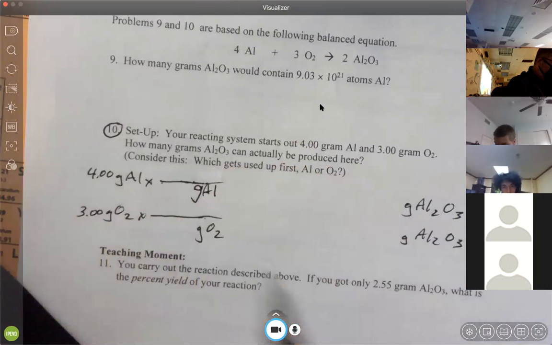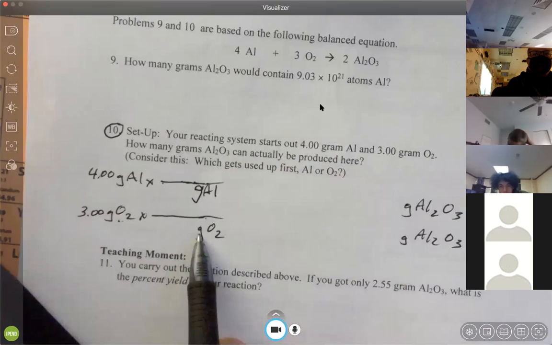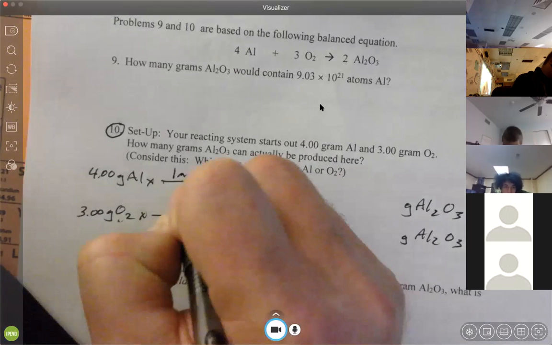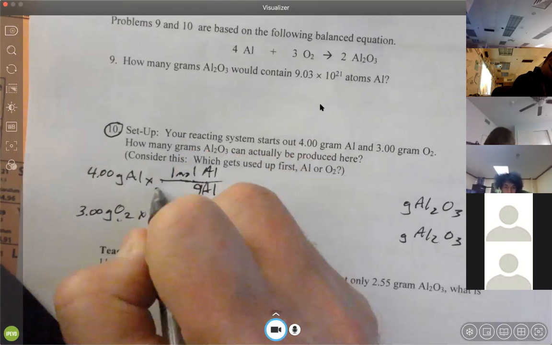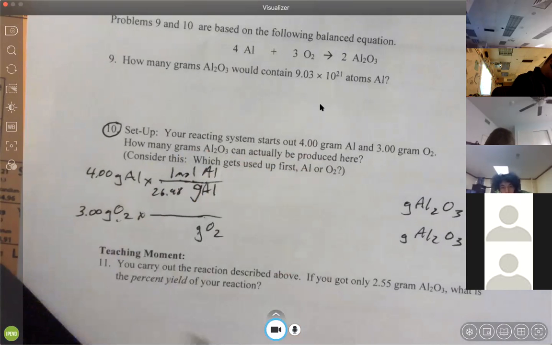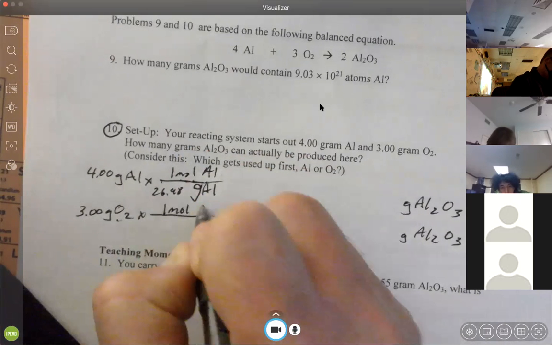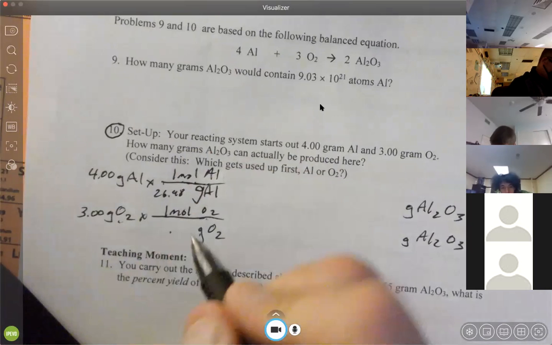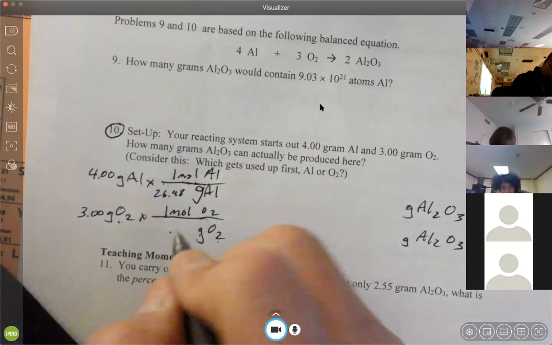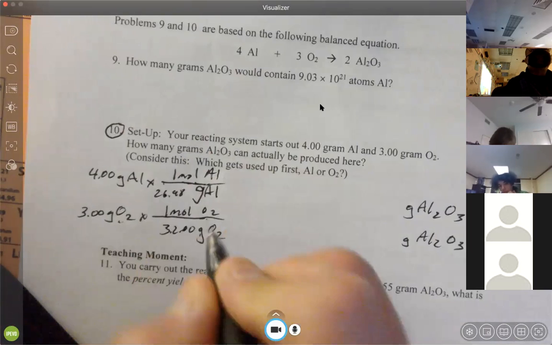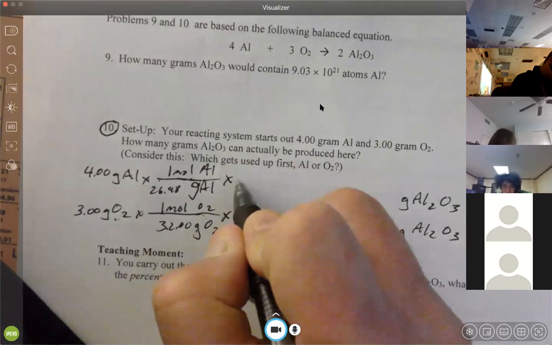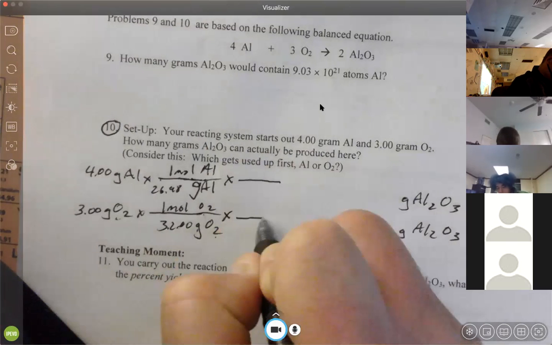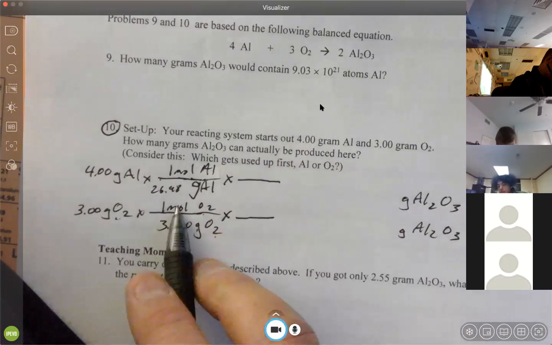Now, since we're going from grams to something, the only thing we can do is go from grams to moles. Every 1 mole of aluminum is, from the periodic table, 26.98 grams. And every 1 mole of oxygen is 16 on the periodic table, but there are 2 here, so that is a total of 32.00 grams. So now we have moles of oxygen and moles of aluminum.